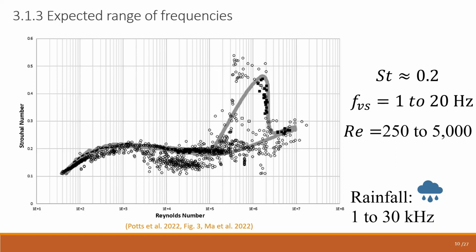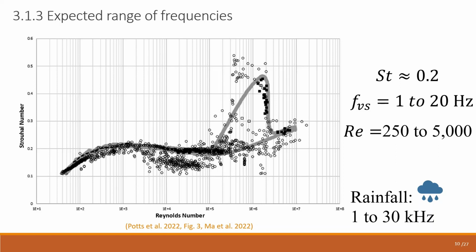The Strouhal number has been well cited for almost 2 centuries for the flow past the cylinder problem. Given the dimensions of the mooring line, and that the Strouhal numbers are usually around 0.2, I found the expected range of shedding frequencies to be 1 to 20 Hertz, and the expected Reynolds range to be around 250 to 5,000.